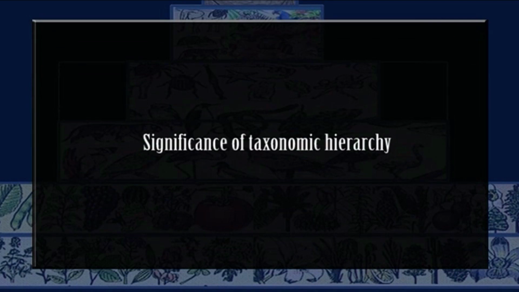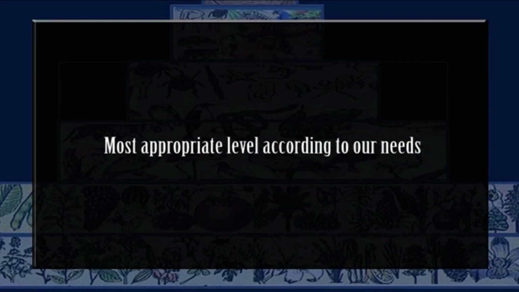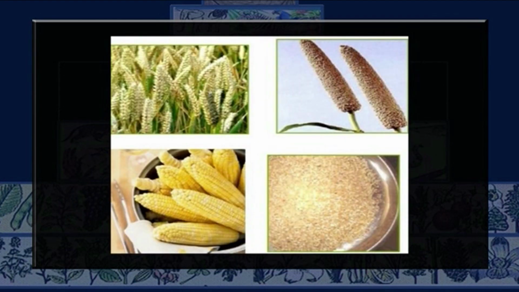Now, we will see about the significance of the taxonomic hierarchy or the hierarchical system. The significance of such a system is clearly apparent. We may discuss groups of plants at the most appropriate level according to our needs. An agronomist may discuss cereals. Here he refers to a group of plants on the family level, the Poaceae family.